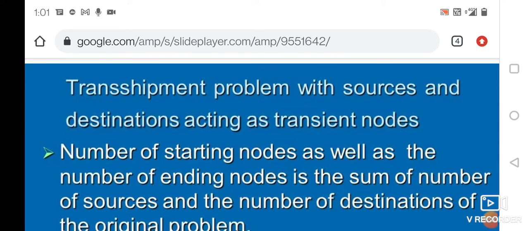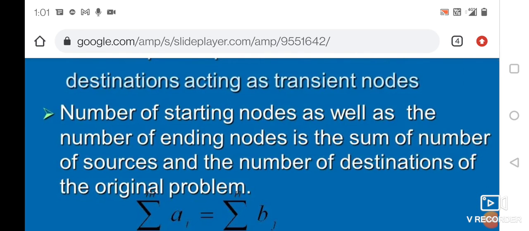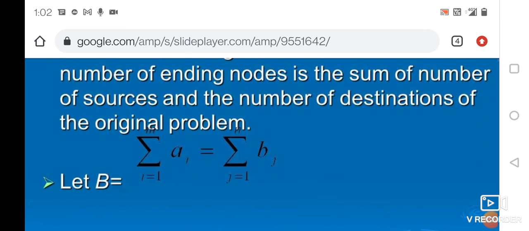This is the transportation problem with the sources and destinations acting as transit nodes. The number of starting nodes as well as the number of ending nodes is the sum of the number of resources and the number of destinations of the original problem. You know the number of resources and number of destinations. The formula: sum of i equals 1 to n of ai is equal to sum of j equals 1 to n of bj.